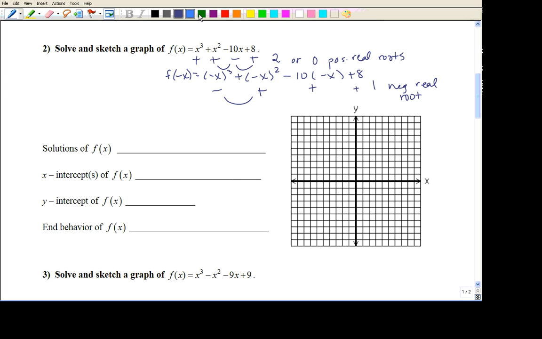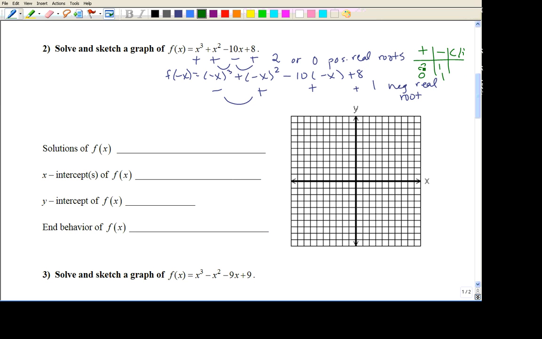So I'm going to make my rule of signs chart over here. So I've got positive, negative, and complex or imaginary. I know I'll either have 2 or 0 positive real roots, but I need to combine each of the positive real roots with each of the negative. But there's only 1 negative, so I'll have 2 with 1 and 0 with 1.